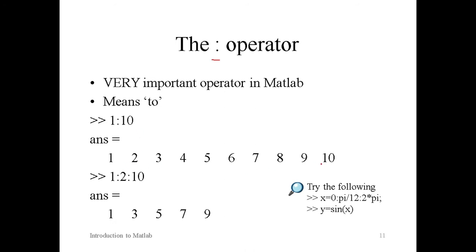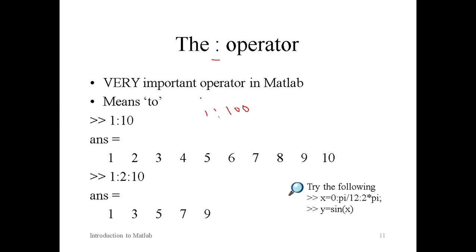So in that way we don't have to write 1 2 3 up to 10. Let's say my matrix has 100 values from 1 to 100. I don't have to write a raw matrix with 1 space 2 space 3 space 4 up to 100. I can write 1 colon 100, and it will give me a matrix of 1 to 100. So this is a very important operator.